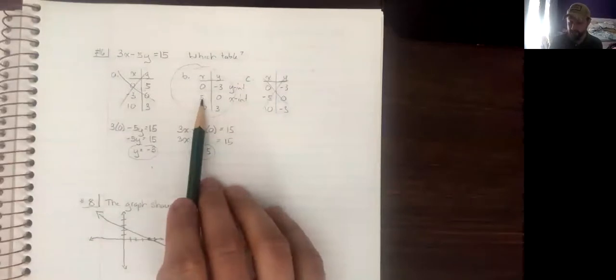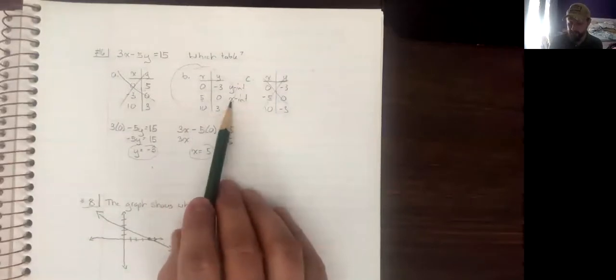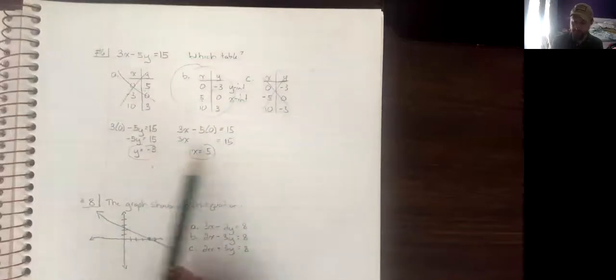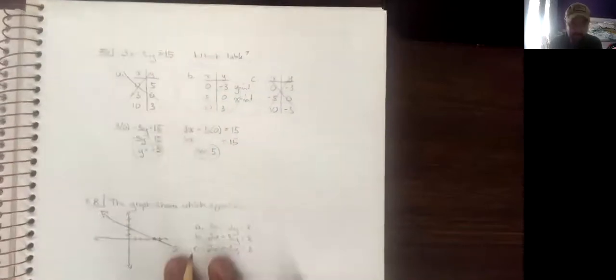I checked my intercepts. Here is my y-intercept. Here is my x-intercept, because it crosses x at 5, x-intercept. Crosses y at -3, y-intercept. I just found my intercepts. Now number 8, and then I'm going to run out of room here. Number 8, the graph shows which equation. So they give us a graph.